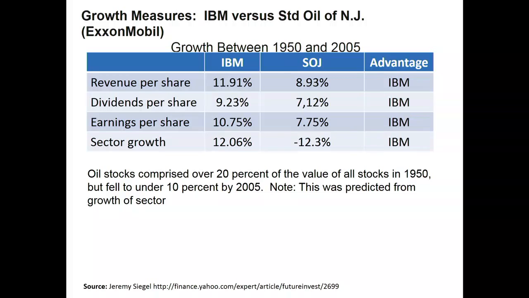We see that between them, people were predicting IBM's revenue per share growth to be 11.9%, while Standard Oil of New Jersey's growth in revenue was 8.93%. Dividends per share, again, higher growth for IBM than Standard Oil of New Jersey. Then earnings per share. And the sector growth, importantly: the computing sector was expected to grow, whereas the oil industry was expected to shrink. So given those figures, which one would you have bought?